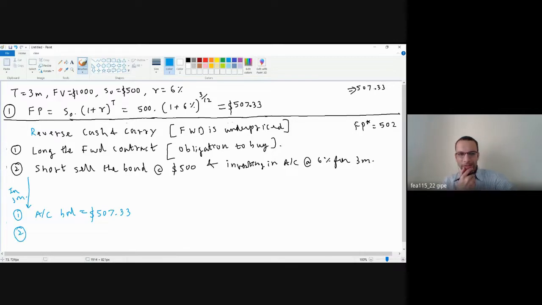Now, in 3 months' time, my forward contract is also expiring. So I have an obligation which has to be fulfilled, and that obligation is an obligation to buy. So I fulfill my obligation, I purchase the bond at the price of 502, which was agreed upon as a part of the forward. Out of this 507.33, I use 502 in order to purchase the bond. So I buy the bond at this price and I square off my short position.